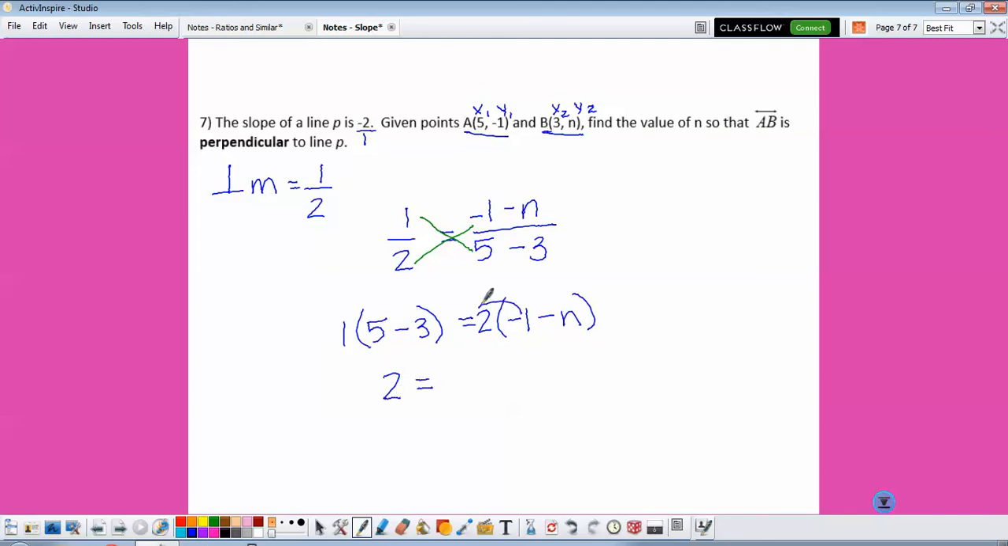Over here I'm going to distribute because we have a variable. -2 minus 2n, and now we're going to solve. Add 2 to both sides. We have 4 equals -2n. Divide by -2. Divide by -2. And we get that n equals -2.